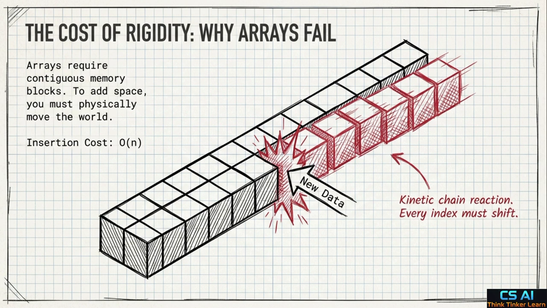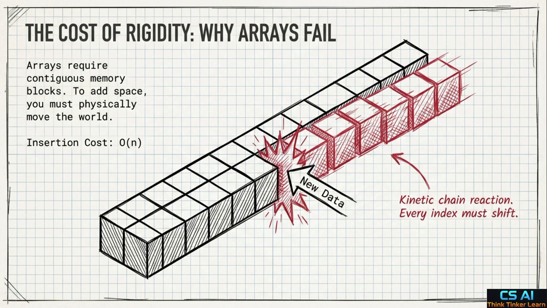Let's begin by understanding the cost of rigidity, why arrays fail. Arrays are powerful, but they demand contiguous memory blocks. Imagine a long fixed row of containers. If you need to add a new container in the middle, you can't simply slide it in. You would have to physically move every single container after that point to make some room.